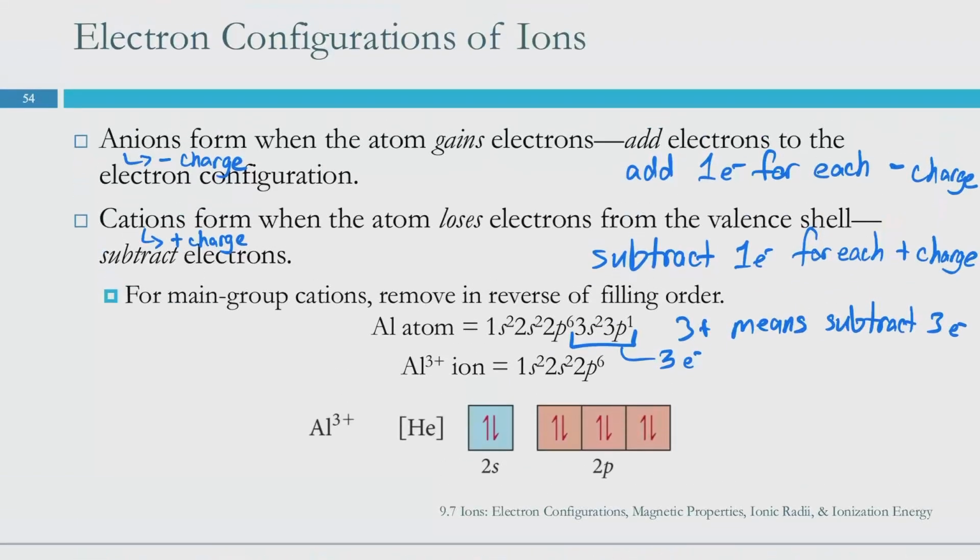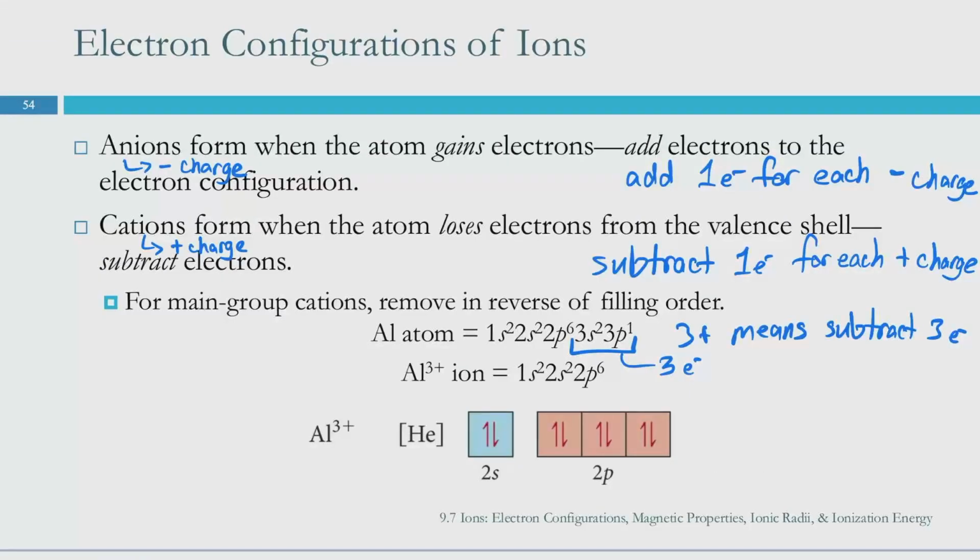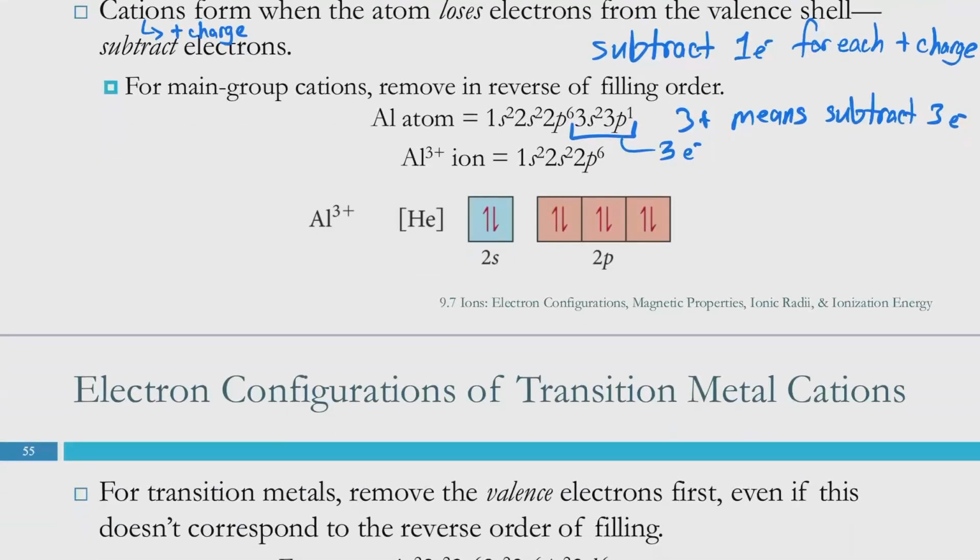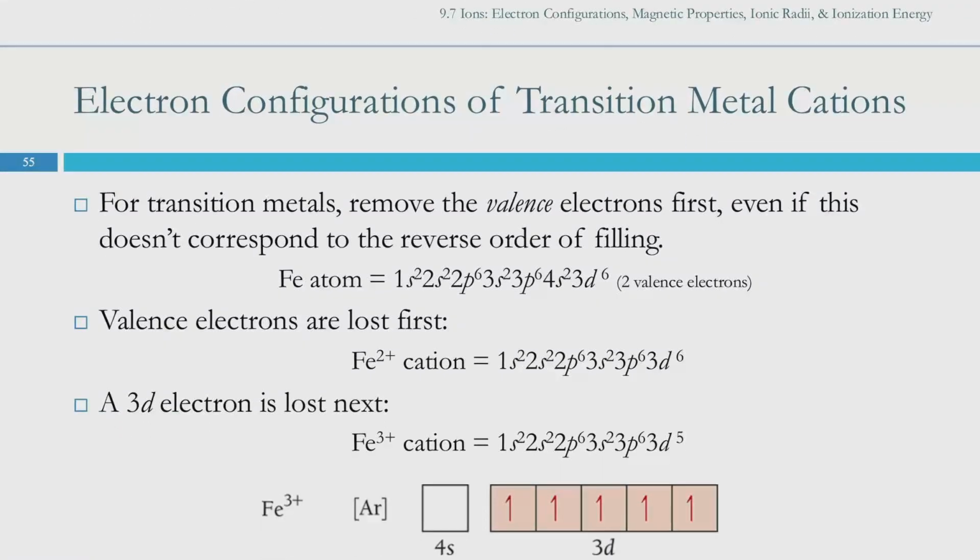So that is for our main group. We can also do it for transition metals. For transition metal cations, we remove the valence electrons first. So we're moving from the highest n number. When we're moving across our d block, remember that we're filling up core orbitals. So instead of removing from our core orbitals first, we're going to take off from our s block that we would have counted up from the far left of the periodic table.